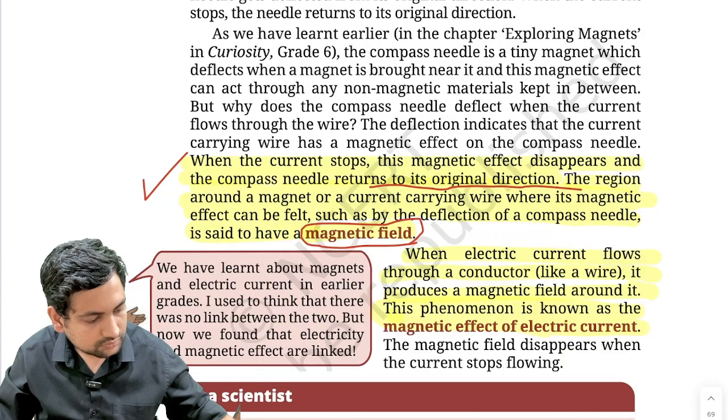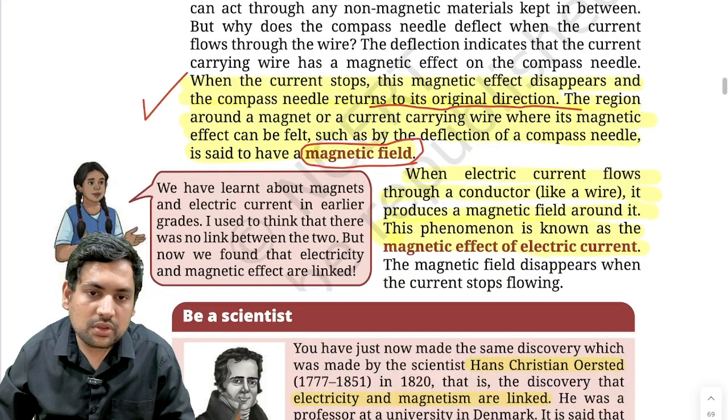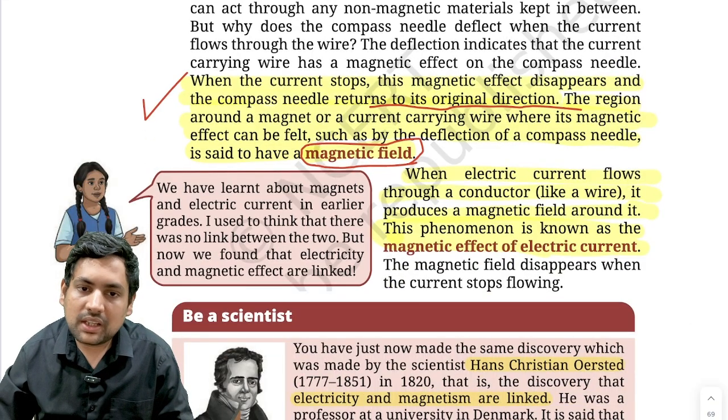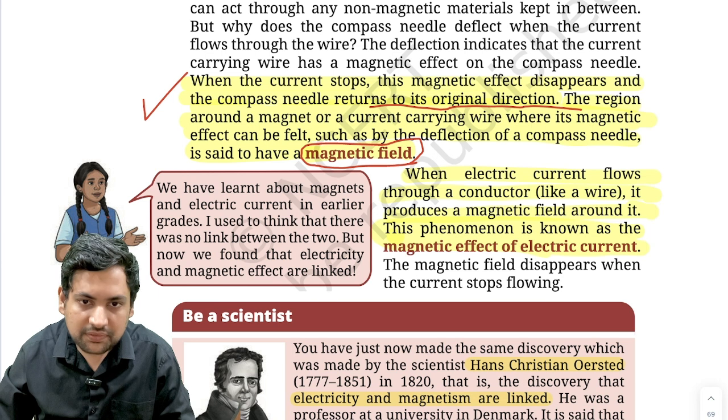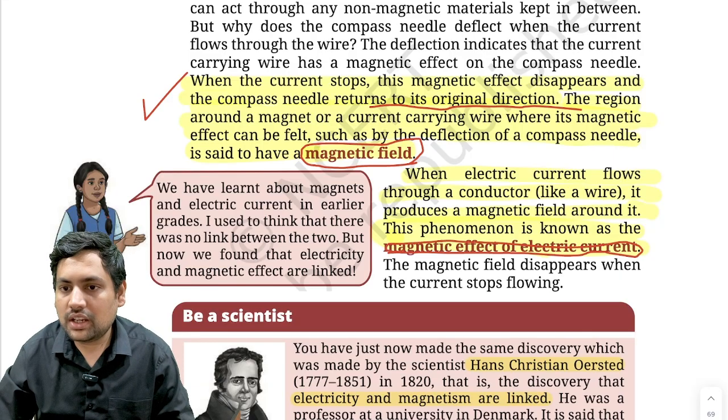Now, next thing, when an electric current flows through a conductor like a wire, it produces a magnetic field around it. Correct? This phenomenon is known as the magnetic effect of electric current. Magnetic effect of electric current.